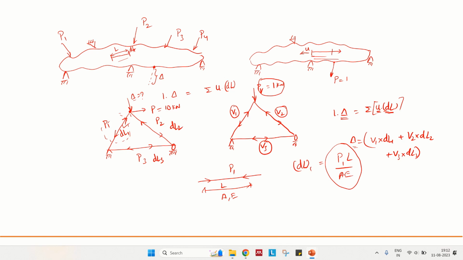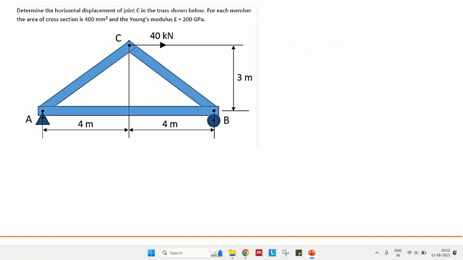Okay, so let us directly go to the problems. Today we'll solve as many problems as possible. So the first one, you can see this, it's a triangular truss. In the question, determine the horizontal displacement of point C. For each member, the area of cross section is 400 mm square. Young's modulus is 200 GPa. So now the question is the horizontal displacement at point C.